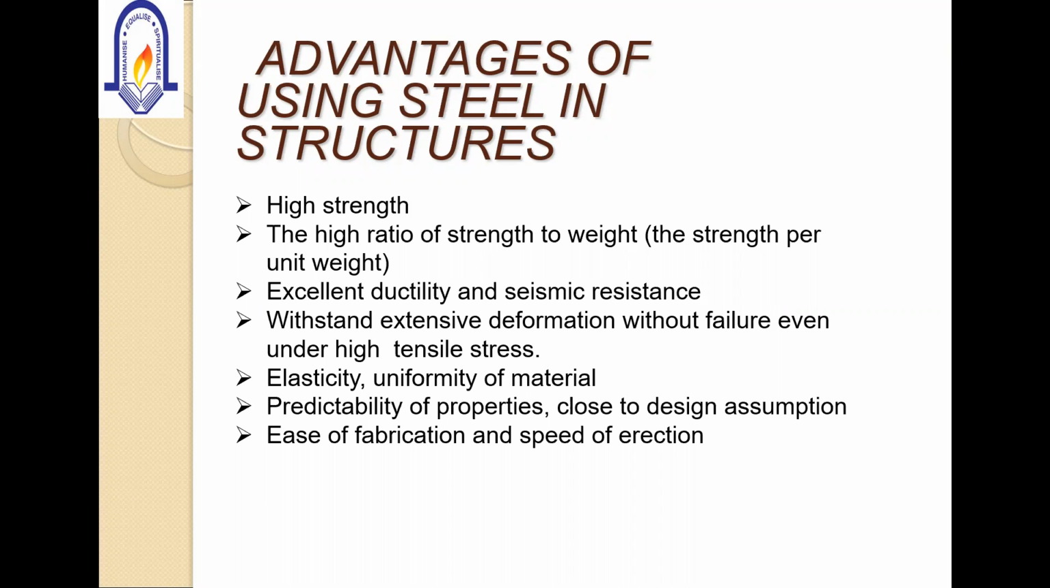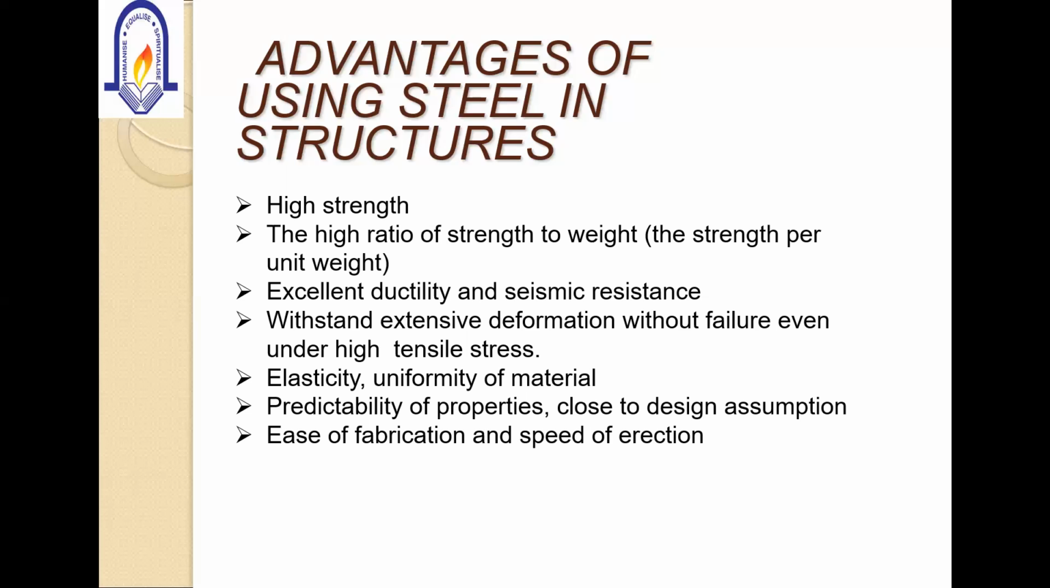and the predictability of properties is close to the design assumptions. So whatever the design assumptions are based upon IS 800 2007, steel has good properties depending upon all the assumptions that we are going to use for designing purposes, as well as it is easy for fabrication and the speed of erection. So these are certain main important advantages of using steel structure.